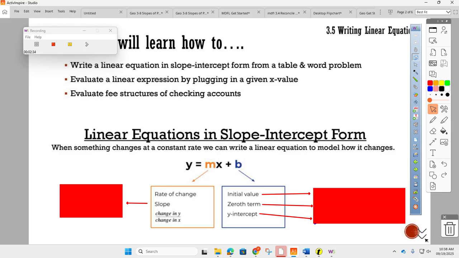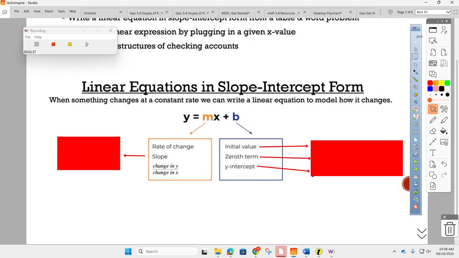Some of the things that you need to remember is what the slope and the y-intercept represent in a linear equation written in slope-intercept form. So in a linear equation, the x and the y, remember, are always there in slope-intercept form, but we'll have a numerical value for the slope, a numerical value for the b or the y-intercept. So we're going to talk a little bit about those.